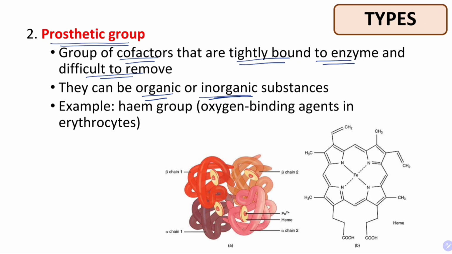So an example yang awak kena boleh state in the exam is heme group. So sebenarnya awak dah belajar dah pasal heme group, iaitu structure yang berada dekat dalam hemoglobin yang kita jumpa dekat dalam red blood cell. So dia akan bind with the oxygen.